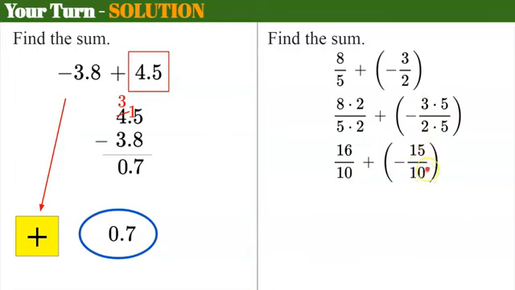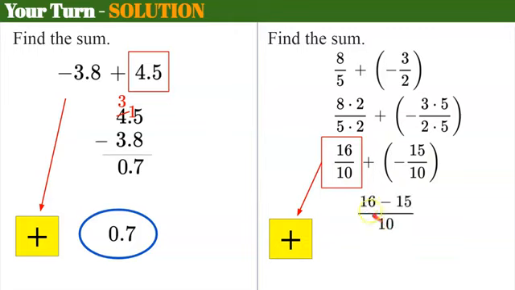Now I'm ready to look and see which sign my sum will have. So the absolute value of 16/10 is greater than the absolute value of 15/10. So I know that my sum will be positive. So now that I've made note of what my sum is going to have for a sign, I can, remember, we're going to subtract the smaller absolute value from the larger, keeping our denominator, and 16 subtract 15 is 1, and my sum is positive, positive 1/10.